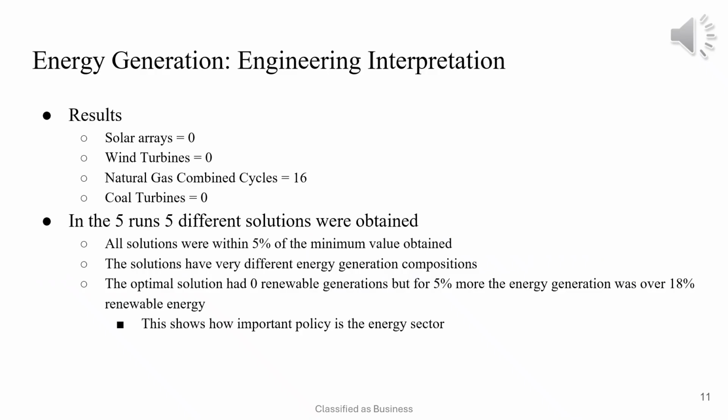As mentioned, the cheapest result was just natural gas turbines with a total of 16. In the 5 different runs, 5 different solutions were obtained. All solutions, however, were within 5% of that minimum value obtained. The solutions did have very different energy generation compositions. The optimal solution had 0 renewable energy generation, but for 5% more cost, the energy generation was over 18% renewable. So this shows us just how important policy can be in the energy sector.